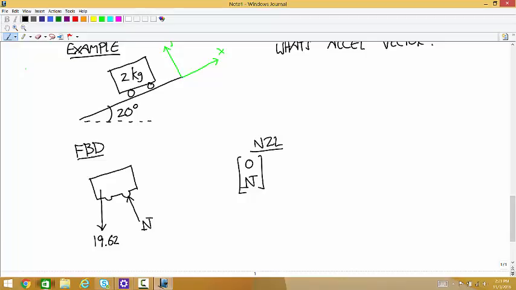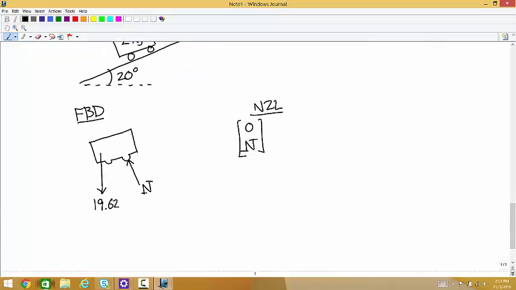And now we have the weight force. So let's think about that. It's acting straight down with a magnitude of 19.62. And our coordinate system looks like this. There's the x-axis, y-axis. There's the negative y-axis. The angle between the negative y-axis and the weight force is 20 degrees.